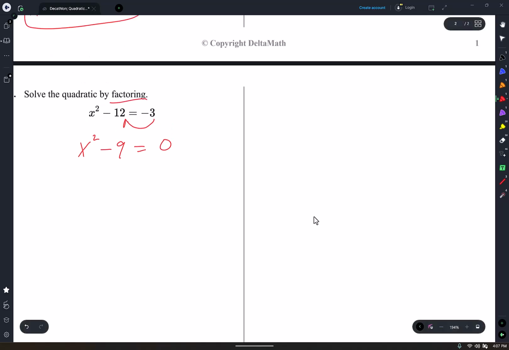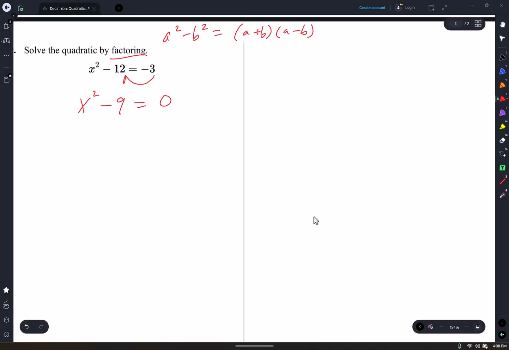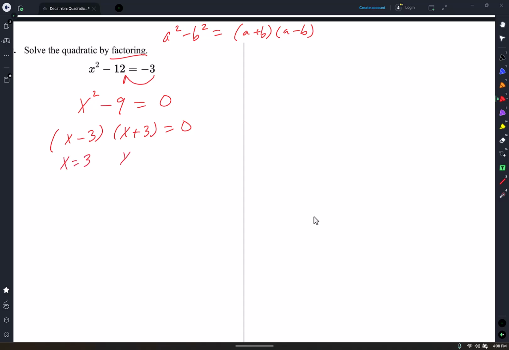This is the difference of squares, guys. So let me put the difference of squares right here. The difference of squares, a plus b, a minus b. So that's what I'm going to do right here, guys. X minus 3, x plus 3. Have I confused anyone? Okay, so my answer is x equals a positive 3, x equals a negative 3. Do you see how we did it, guys?